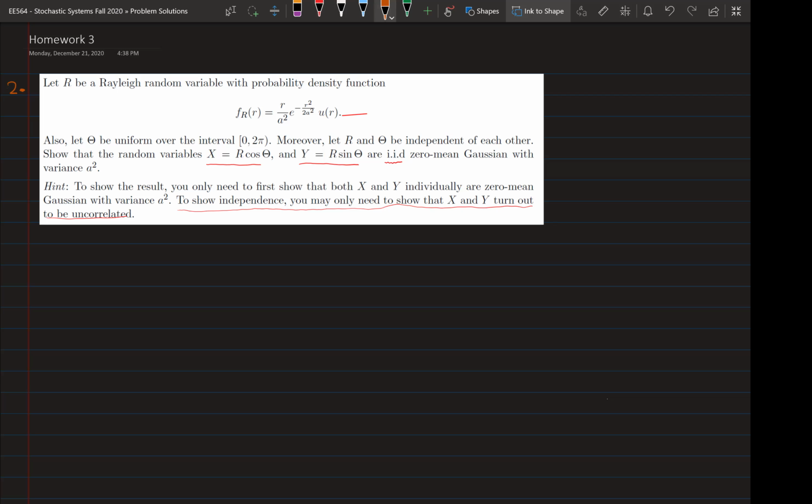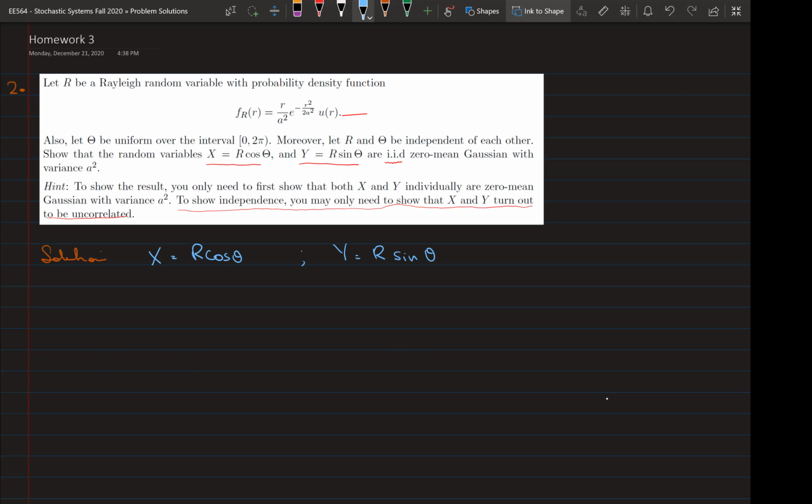So here we go. The first thing we want to do is that we're given x equals r cosine theta, and we're given y equals r sine theta. And let me just focus on x first. The solution for y is very, very similar.